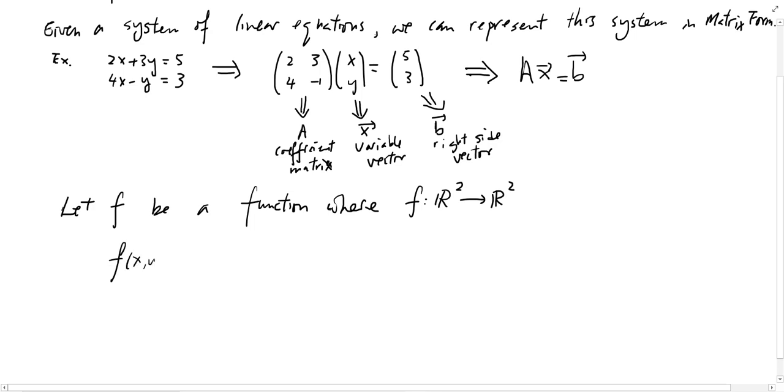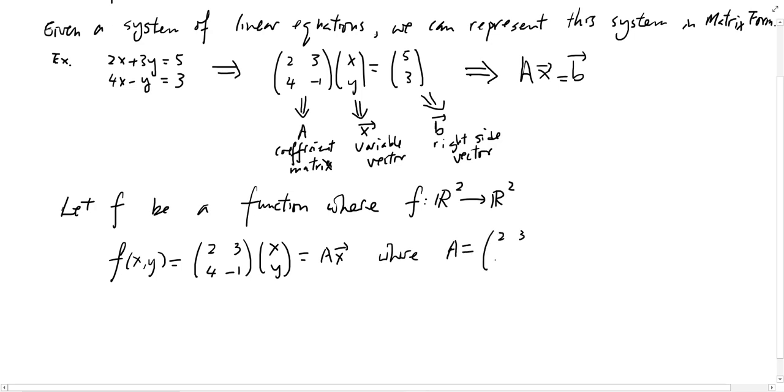I'm going to define function f of (x, y) to be equal to the matrix 2, 3, 4, negative 1 multiplied by (x, y). And so this function is basically what we call A times vector x, where A is our coefficient matrix 2, 3, 4, negative 1, and vector x is our variable vector, which is (x, y). And so then we can now rewrite our system the following way. Then our system simply becomes this equation.